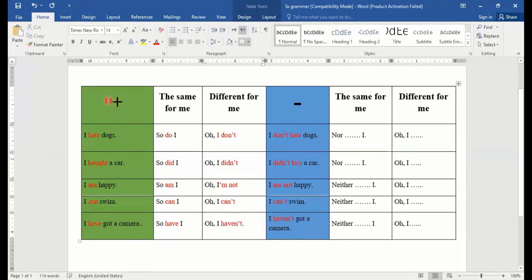Okay, now here we finished the positive sentences. Now we go to the negative sentences. In the negative sentences, we say, "I don't hate dogs. Nor do I." And here, "I didn't buy a car. Nor did I."